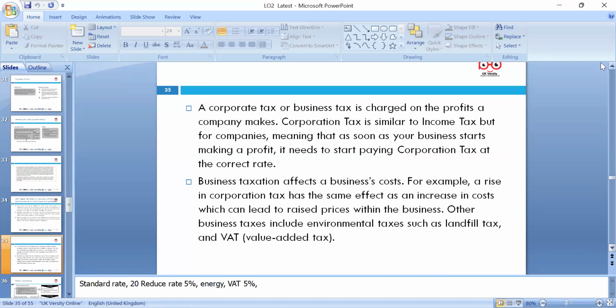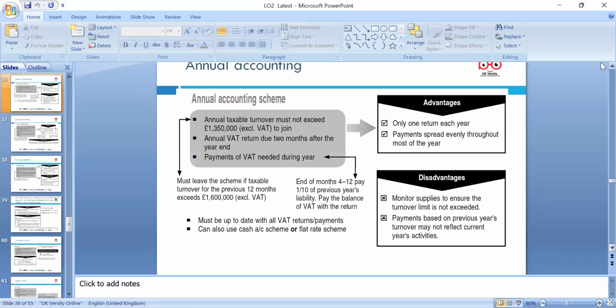Corporation tax, or the business tax, is charged on the profit of the company, and corporation tax is similar to income tax, but of course the rate differs, so we have a 19% rate. Business taxation affects the business cost, for example, an increase in corporation tax can ultimately increase the cost. We also have to look at VAT, value added tax. We need to look at the different rates.